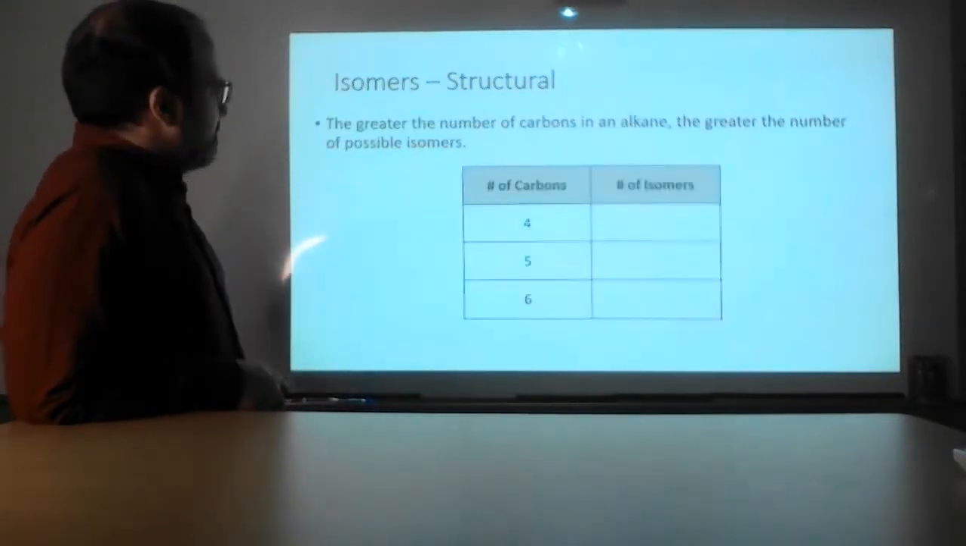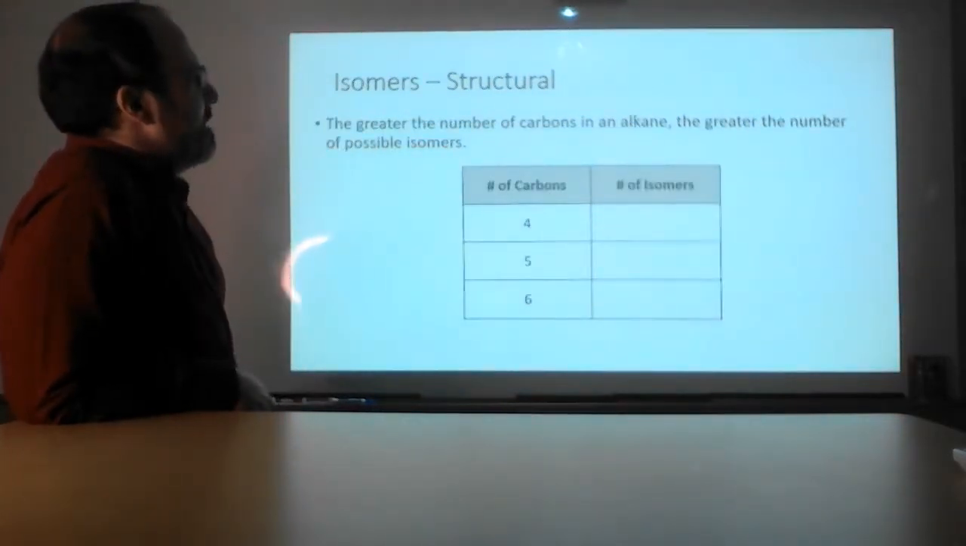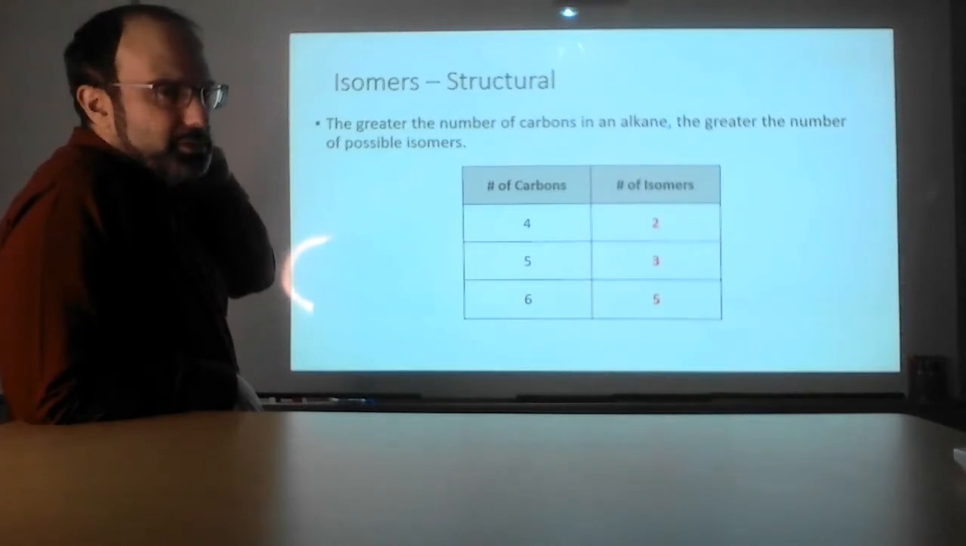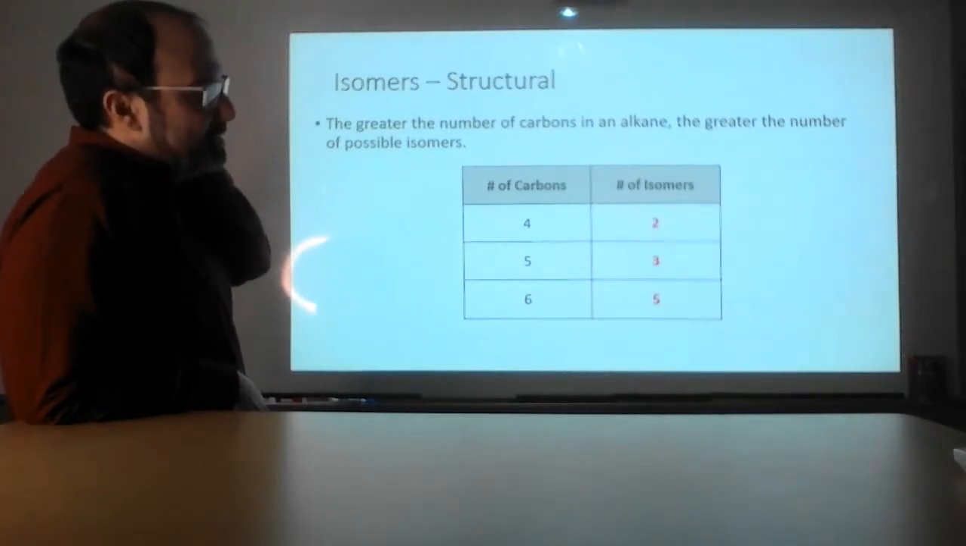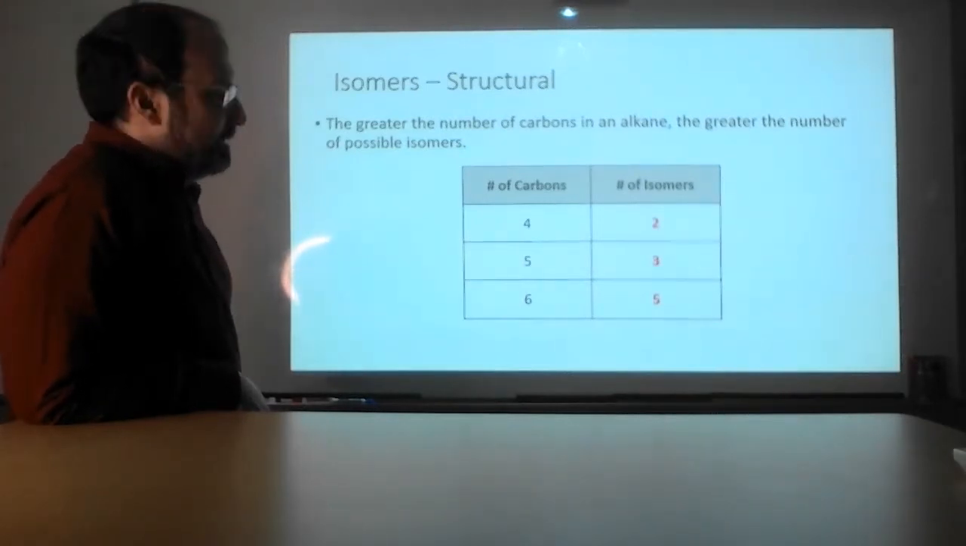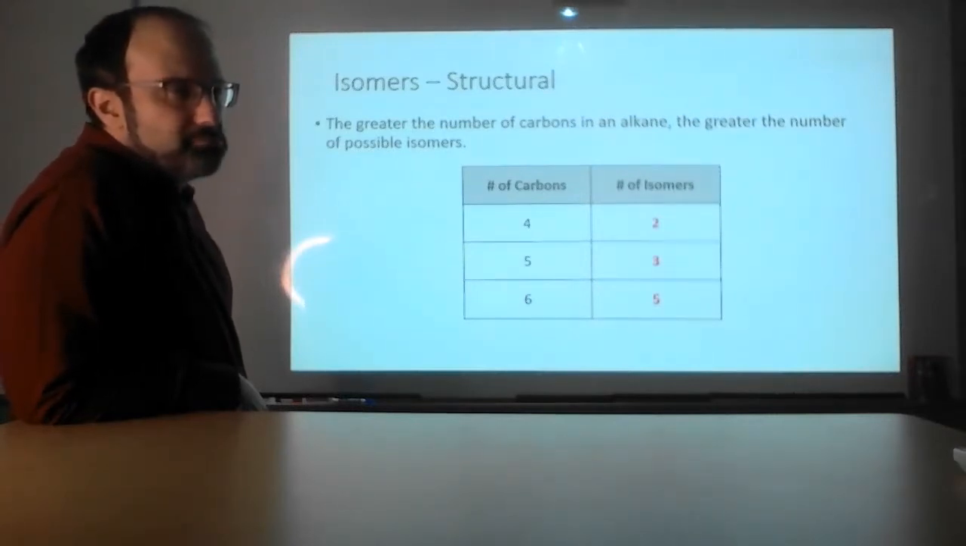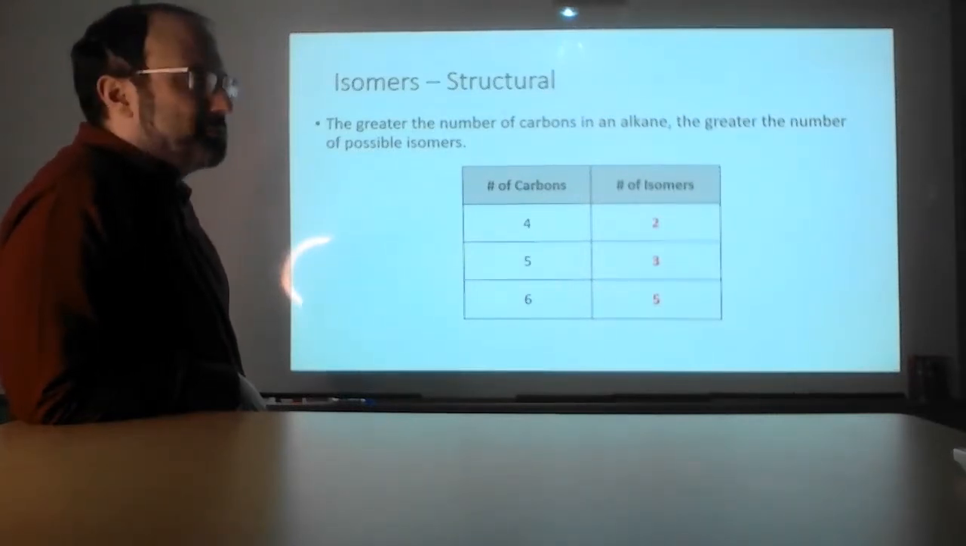But let's take a look at some more examples here, okay? The greater the number of carbons in the alkane, the greater number of possible isomers. For 4, you can have 2 isomers. For 5, you can have 3. For 6, you can have 5. It's not an exponential curve. It's more of a geometric curve, I think. It's linear, at least. Not geometric, I think.